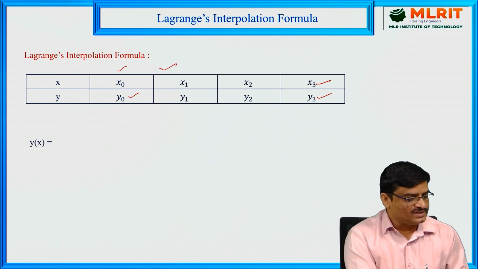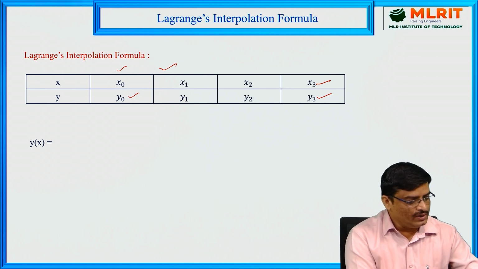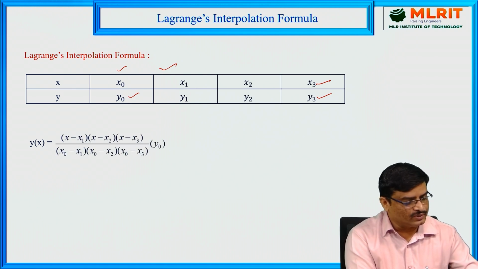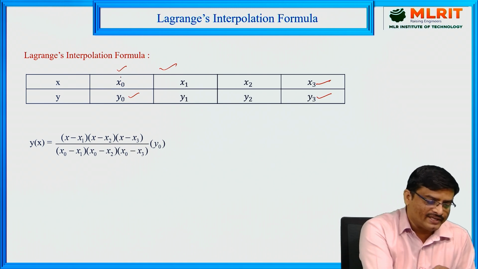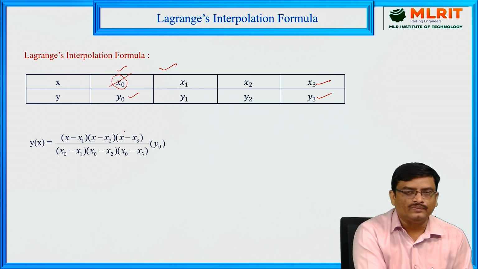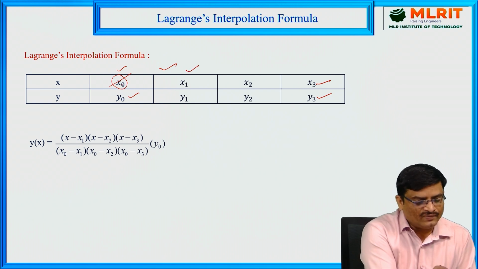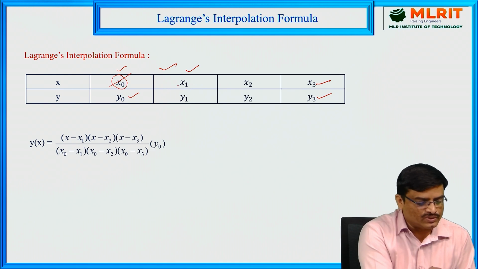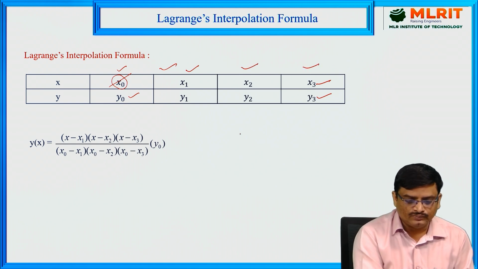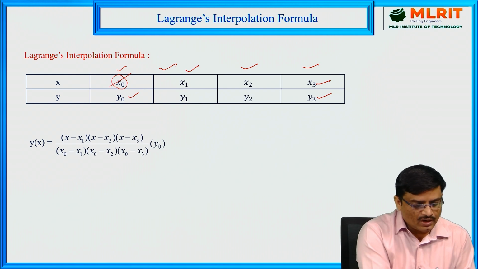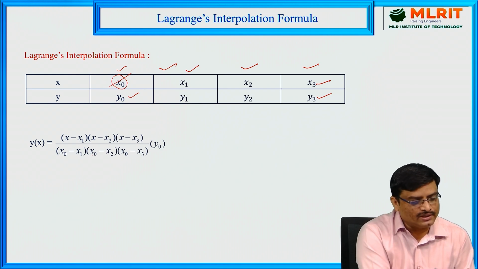So y of x is equal to, now while taking the first term in the Lagrange's interpolation formula, you concentrate on the x values here. The initial value of x is represented with x0. For some time you don't consider this x0, you start with x1. So after neglecting x0, the first value of x is x1. So you take x minus x1. Next, x minus x2. Next, x minus x3. This is how we get the numerator in the Lagrange's interpolation formula.